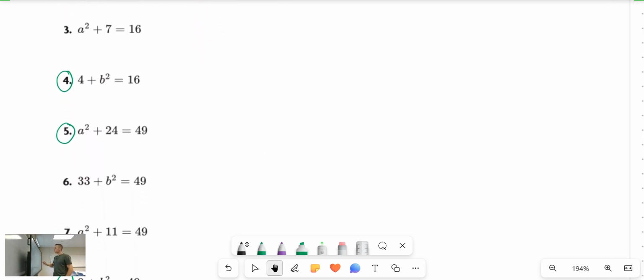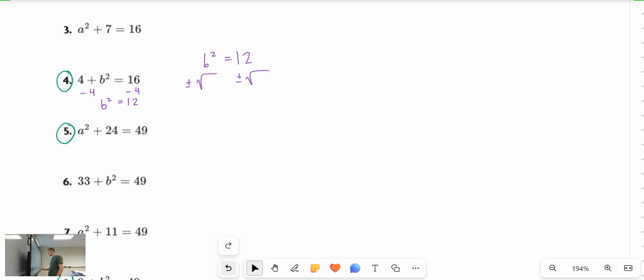Let's keep going. 4 plus B squared equals 16. All right, let's do this in a different color. 4 plus B squared equals 16. Let's first subtract 4 from both sides. Minus 4 from both sides. So we get B squared equals 12. And we'll write this up here. B squared equals 12. Now we're going to plus or minus square root both sides. Now we have just B by itself equals the positive or negative square root of 12.